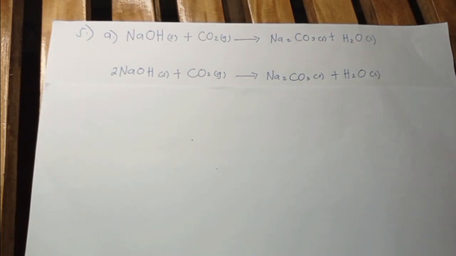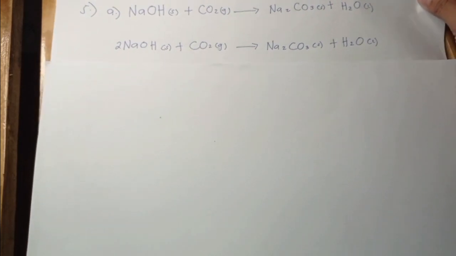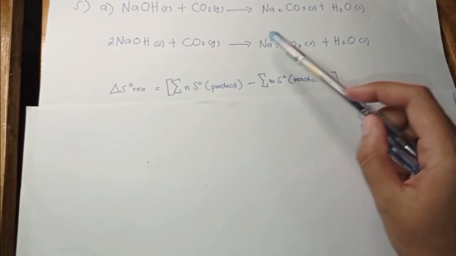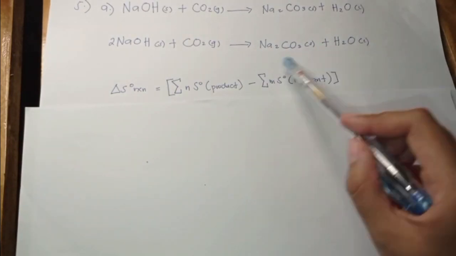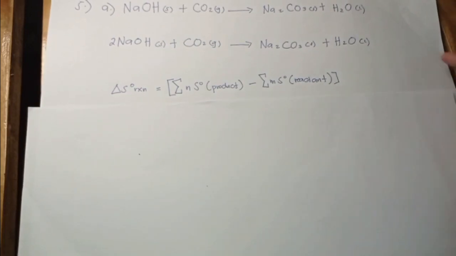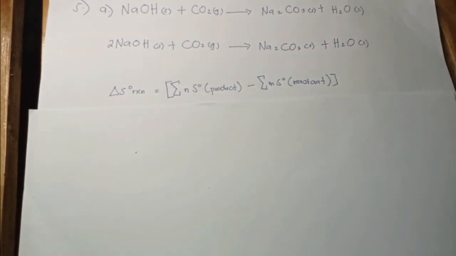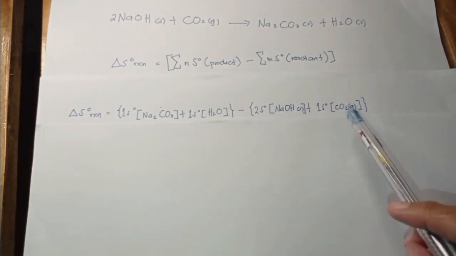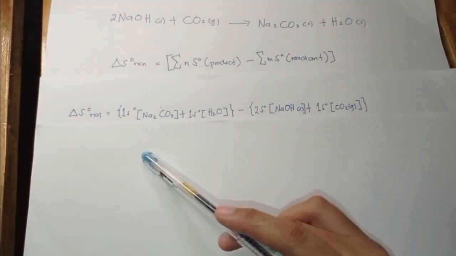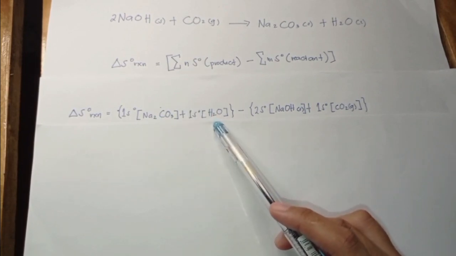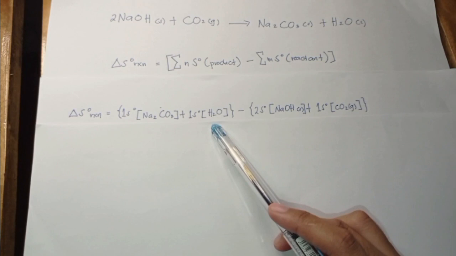So the next step is to find the formula for standard entropy. The formula is this. We just input our product here, which is this, and our reactant here, which is this. We can get the values through thermodynamics data at 25 degrees Celsius.